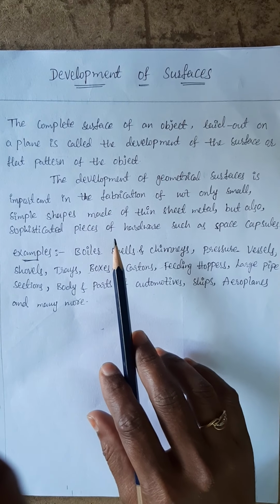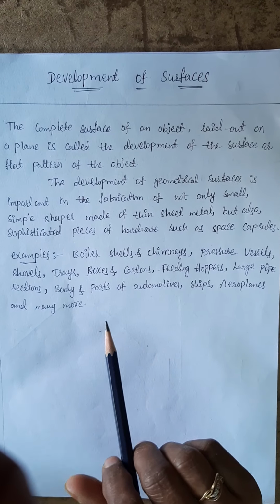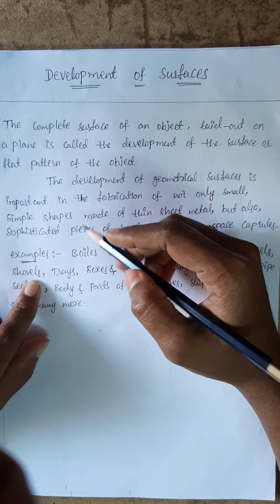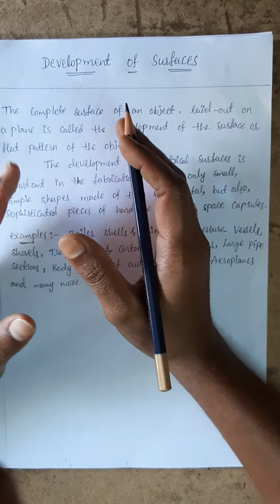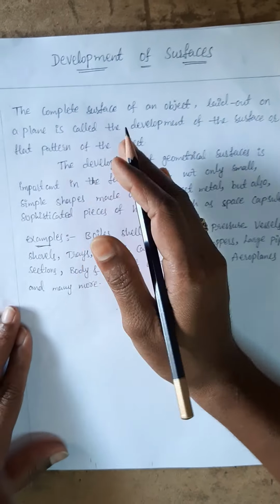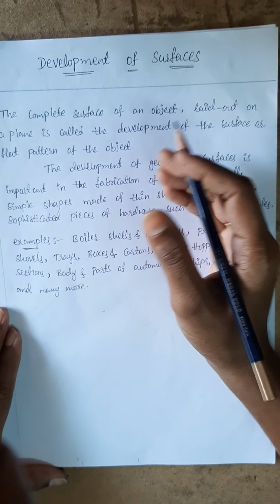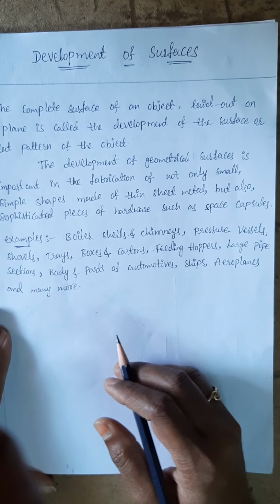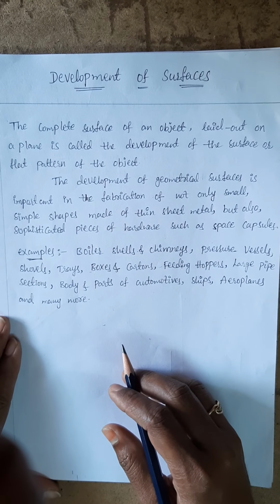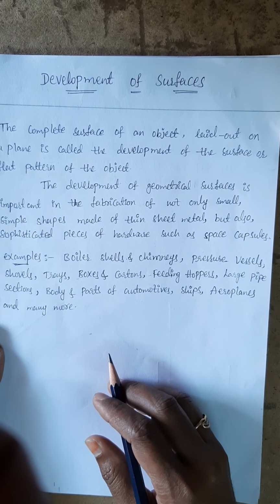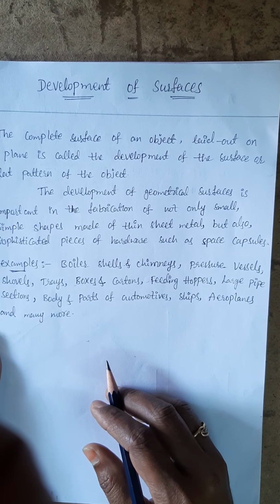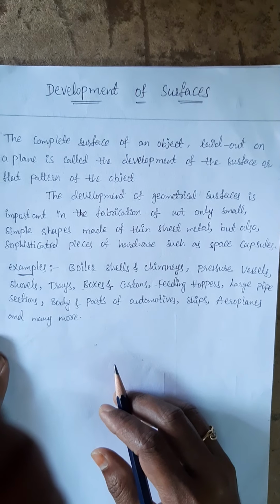What is the exact meaning of the development? Suppose, for example, assume the object is hollow and made up of thin sheet. Cut it and open it from one side and unfold the sheet completely. Then the shape of that unfolded sheet is called the development of the lateral surface of that object or solid.